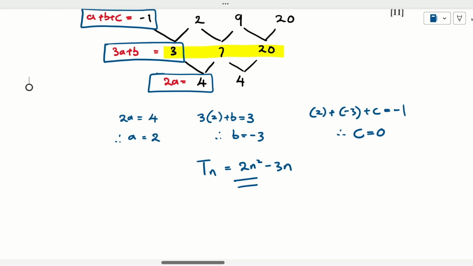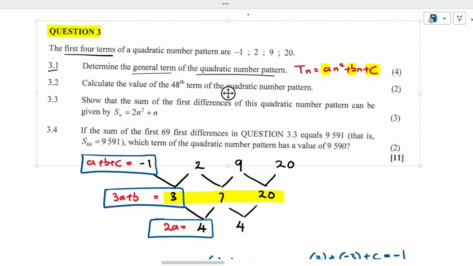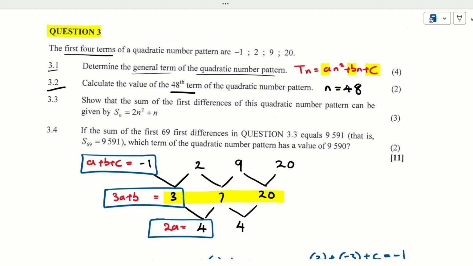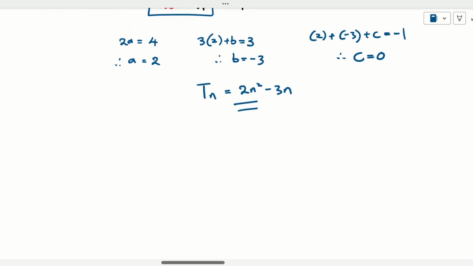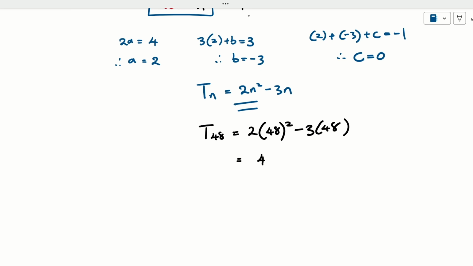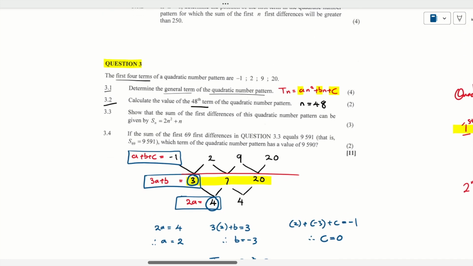Now let us move on to 3.2. Calculate the value of the 48th term of the quadratic number pattern. Here, n is equal to 48. Therefore, we can substitute 48 in the place of n. So T48 is equal to 2 multiplied by 48 squared minus 3 times 48. And this is equal to 4,464.